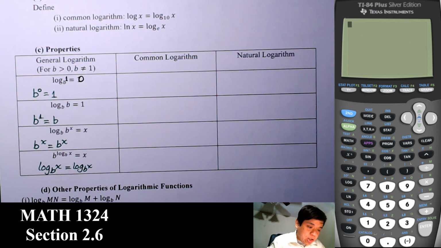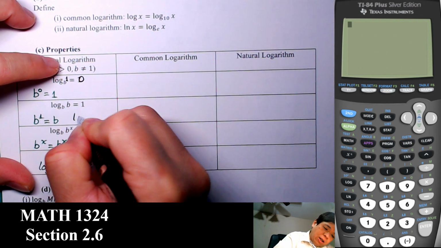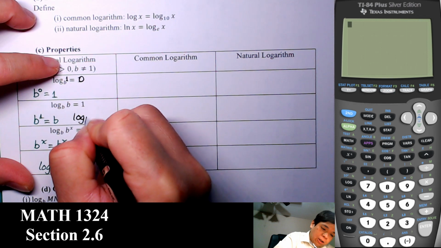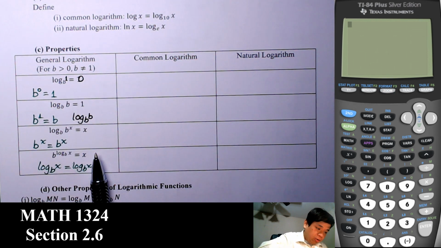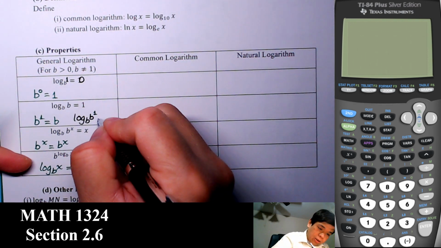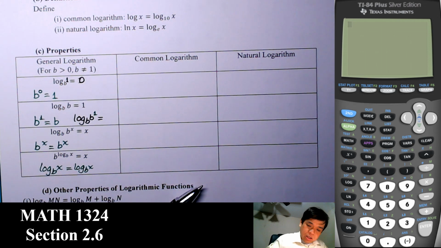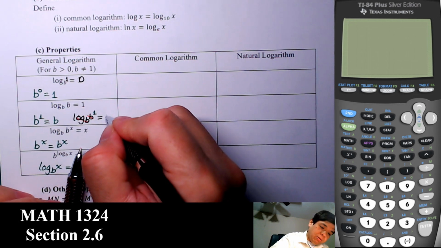Now, in general, that one is obvious. This one, you can write that as b to the first power. And we just cancel the log base b and the base b. We just end up with 1.